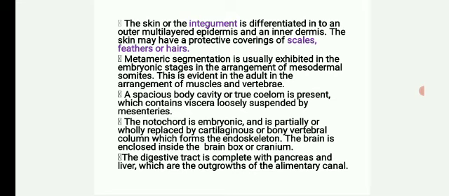Number 7. The notochord is embryonic and is partially or completely replaced by cartilaginous or bony vertebral column, which forms the endoskeleton. The endoskeleton also includes visceral skeleton, girdles, fin rays, and limbs.